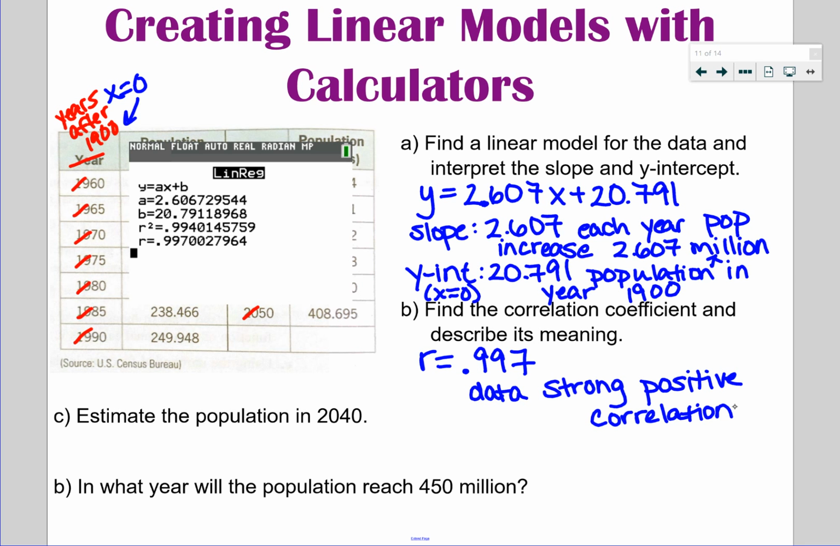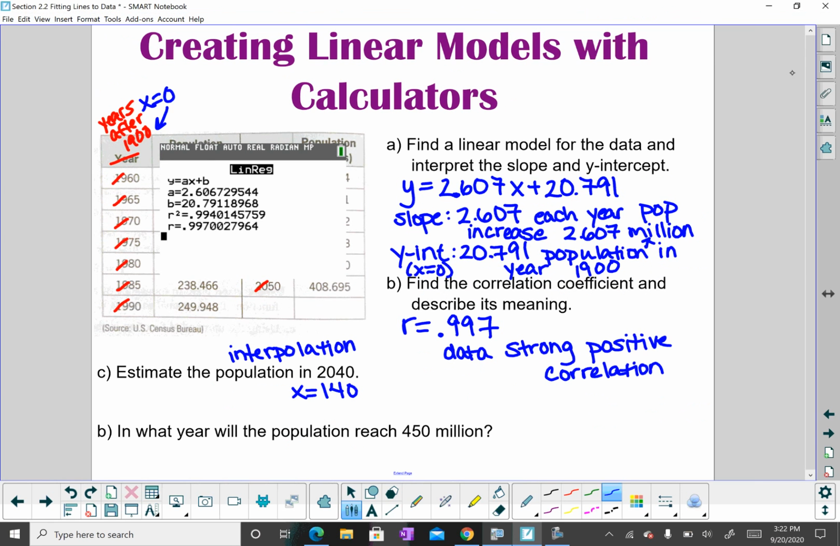Next, we want to estimate the population in 2040. Now, our data went all the way up to 2050, so this is an example of interpolation. And we want to know what to plug in. Remember, our x's here represent years after 1900, so 2040 is 140 years after 1900. And we can use our calculator for this.